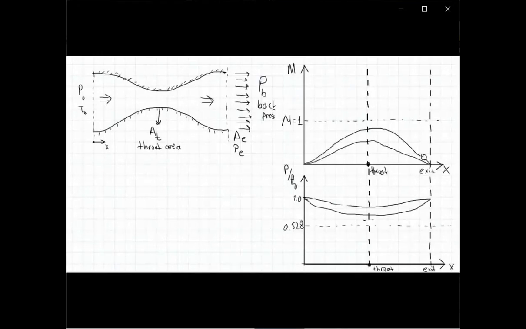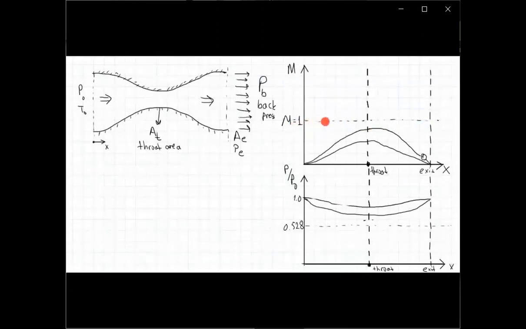Yeah. So if we keep decreasing the exit pressure further and further, at some point we will reach an exit pressure such that we will reach sonic conditions, Mach number equal to 1 at the throat. So let's say that's marked here on the plot. This Mach equal to 1 line is here.